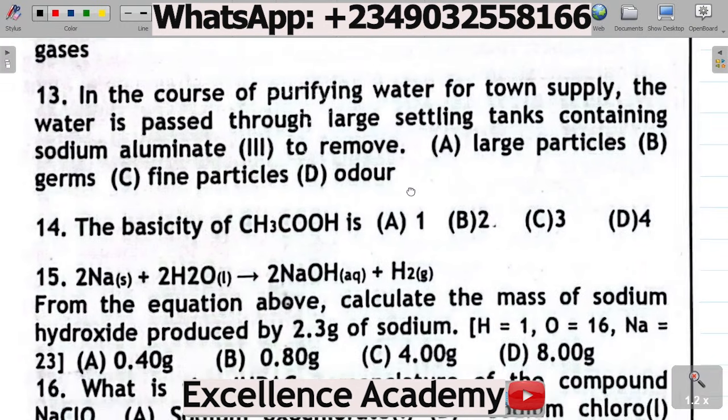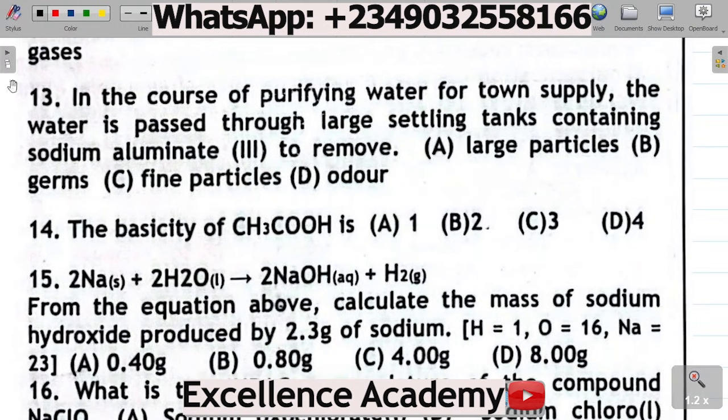Next up, question number 13. Question 13 says, in the course of purifying water for town supply, the water is passed through large settling tanks containing sodium aluminate 3 to remove A, large particles, B, germs, C, fine particles, D, odor. For this question, the correct answer is C, fine particles.